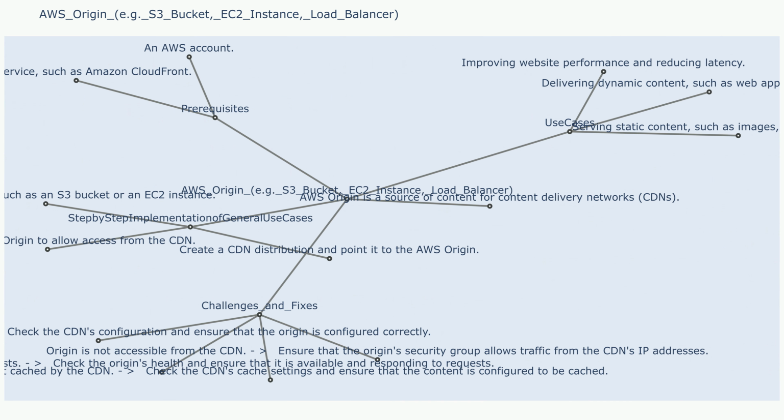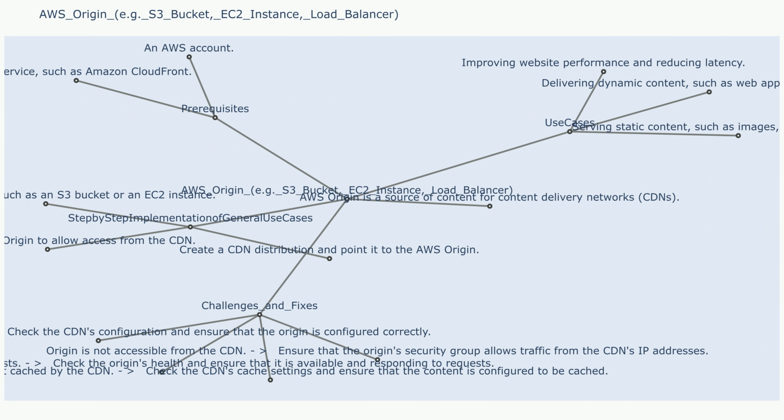Challenges and fixes. Origin is not accessible from the CDN. Ensure that the origin security group allows traffic from the CDN's IP addresses. Configure your security group to allow inbound traffic from the CloudFront IP address range, allowing CloudFront to access your origin servers. Check for any firewall rules on your origin server that might be blocking traffic from the CDN. Make sure that any firewall rules on your origin server are configured to allow traffic from the CloudFront IP address range.